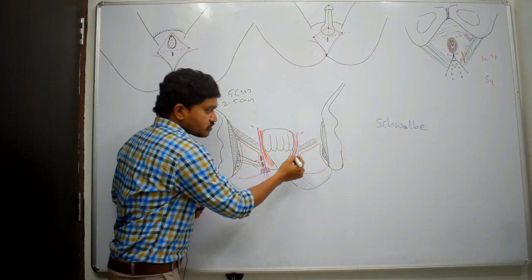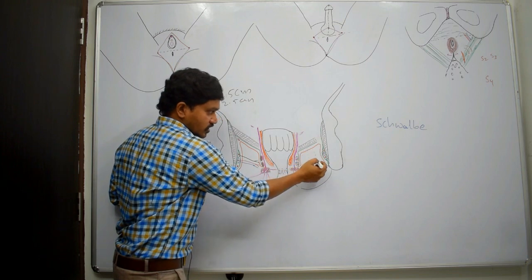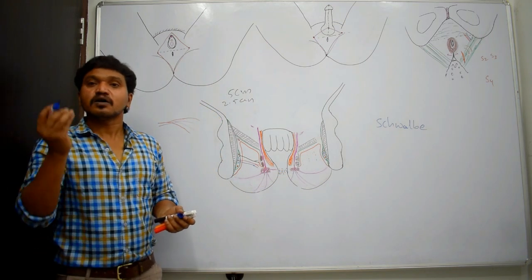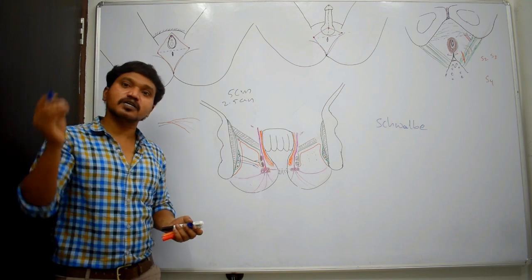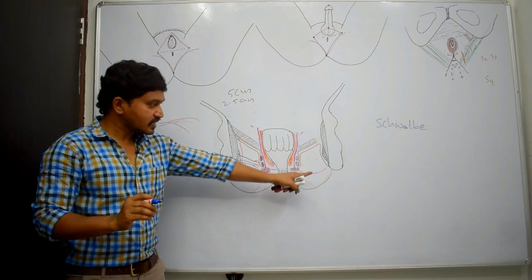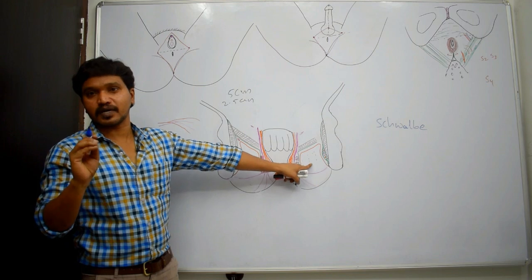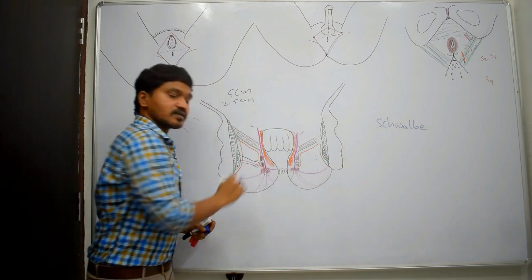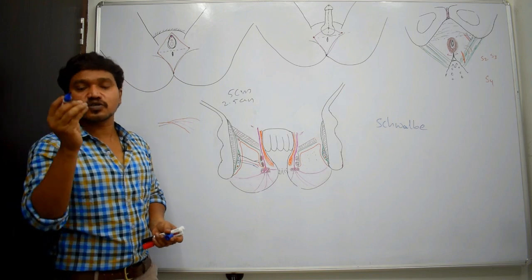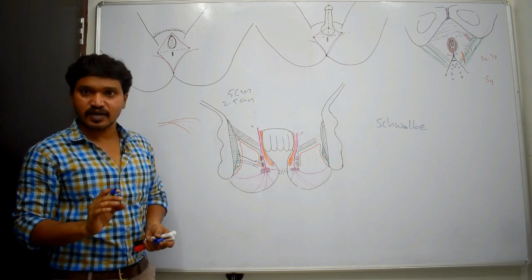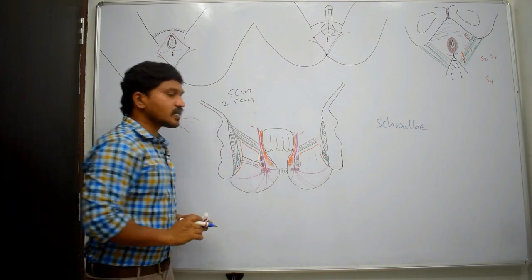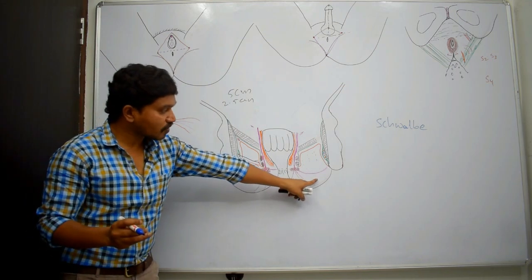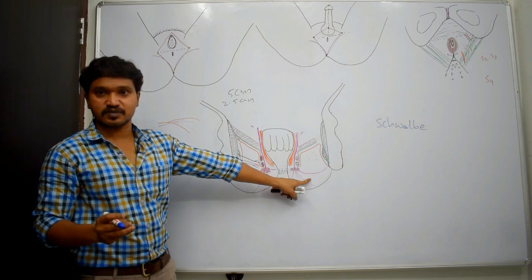Then as we know, the ischiorectal fossa is filled with fat, actually fibrofatty tissue, predominantly fibrous, and it has very poor blood supply. That's why it may get infected and produce an abscess. That abscess we call an ischiorectal abscess, right? This ischiorectal abscess is less painful than the abscess formed in the perianal space.